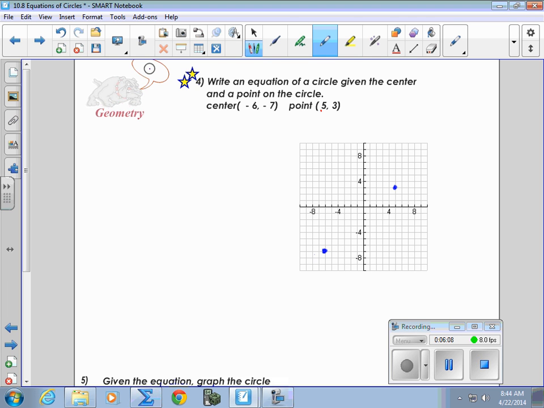So this is the center, -6 and -7. And this is a point, 5 and 3, on the circle. So like I said, that's the center, and this is a point on the circle. The first thing we're going to do is plug our center in.